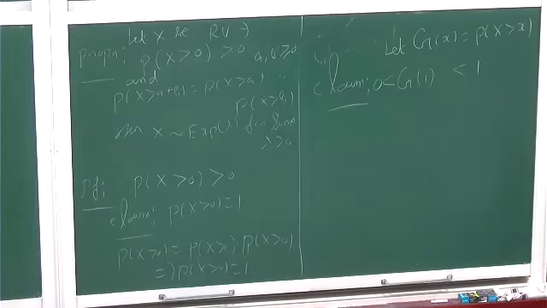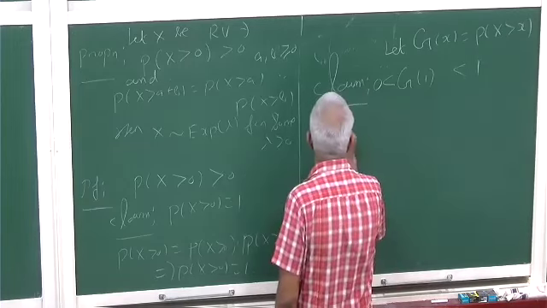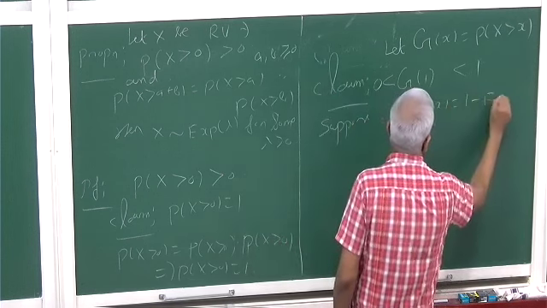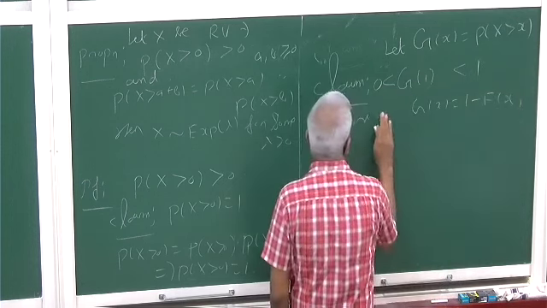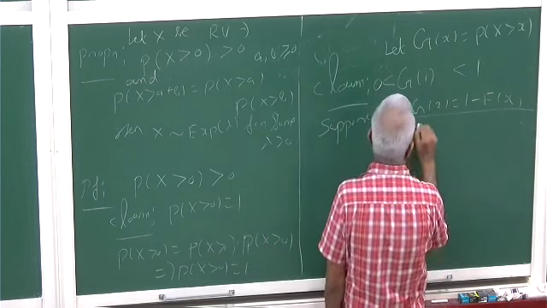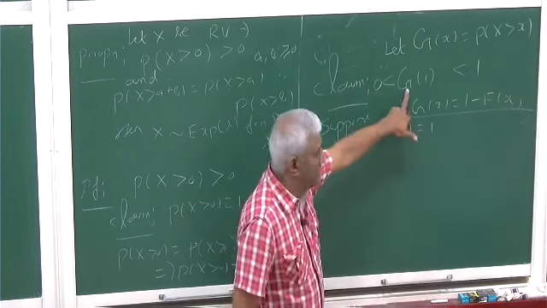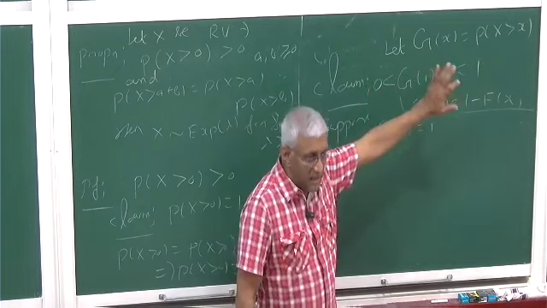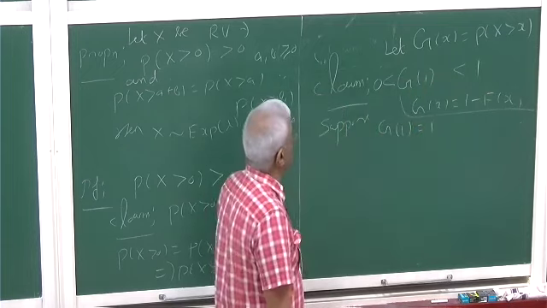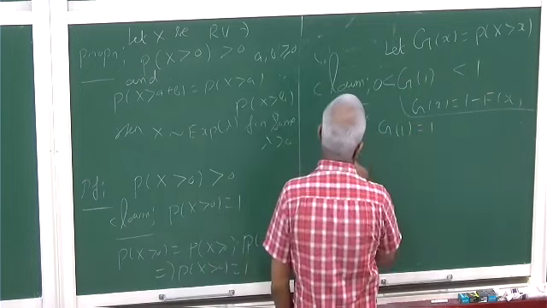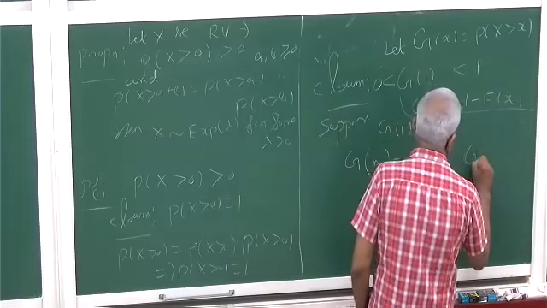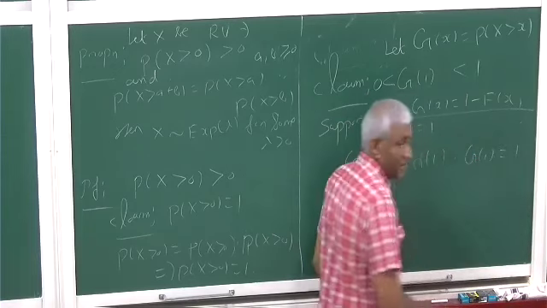I mean, g of x equal to 1 minus F of x, of course. Suppose g of 1 is equal to 1. Of course, this is a probability, so it has to be between 0 and 1. It cannot take the extreme values 0 and 1. So suppose g of 1 equal to 1, then g of n equal to g of 1 times g of 1, n times, equal to 1 again.